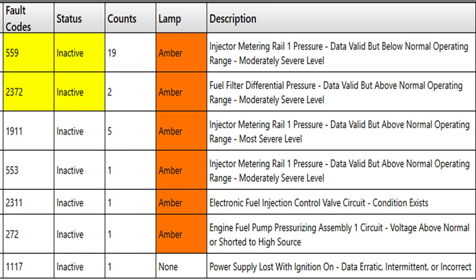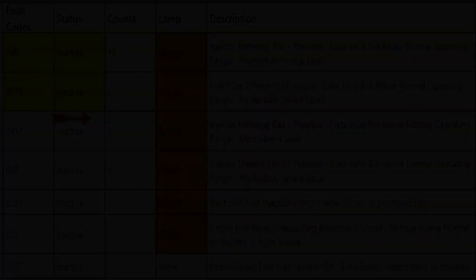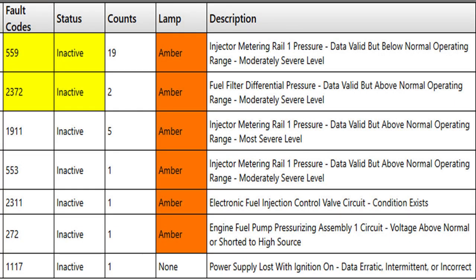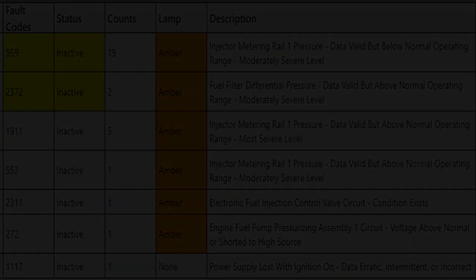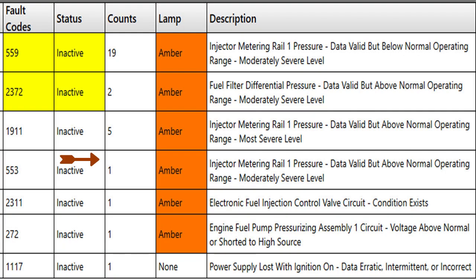We're talking about low fuel pressure, moderately severe, and then we've got 5 counts of the rail pressure is valid, but above normal range, most severe. That means it's way above commanded. And then you've got 553. Rail pressure data valid but above normal operating range, moderately severe. And you're wondering what's going on here.